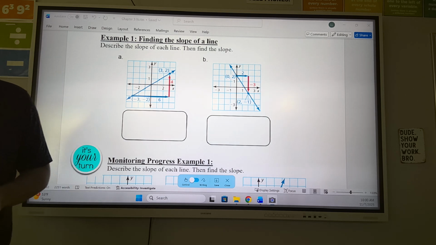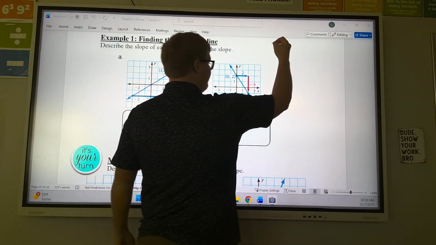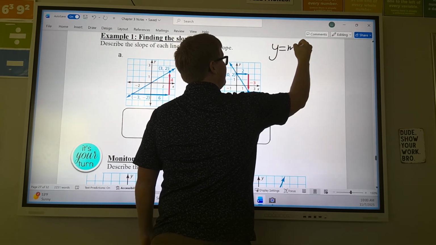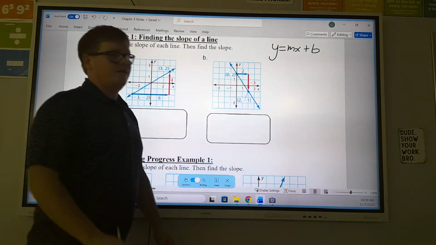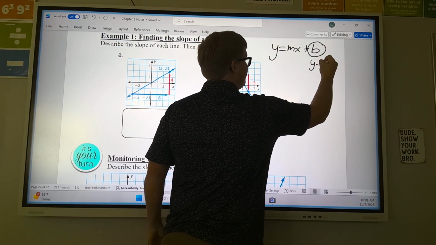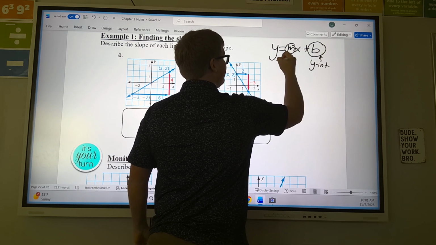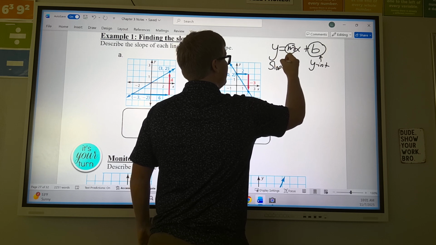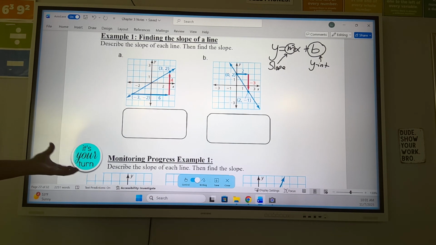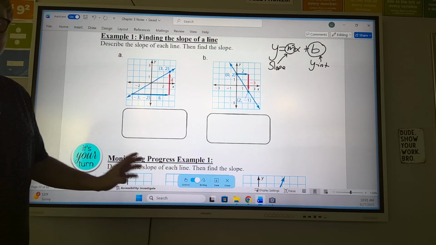About finding slope. What we've talked about previously is slope-intercept form is y equals mx plus b. So we already know that b is the y-intercept, and we know m is the slope. Now there's going to be situations in the future where you're told to put something in slope-intercept form, but you don't know the slope yet. So today we're talking about how to find that slope.